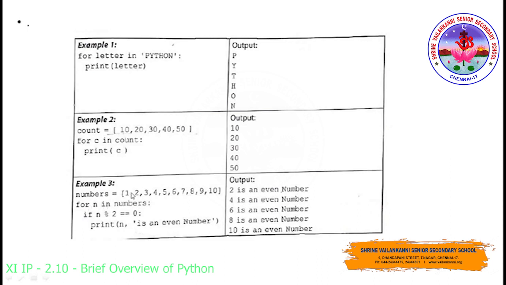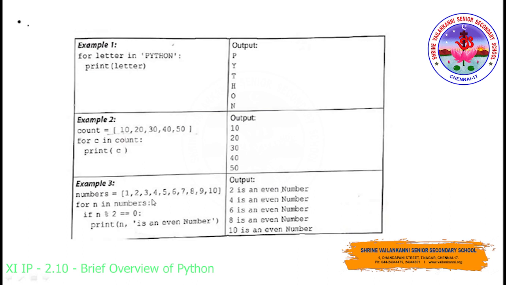So first value 1. So 1, if I'm assigning it to n, what will happen here? We are going to check the condition inside the for loop. So if n modulus 2, what will happen? 1 modulus 2. So the remainder of 1 modulus 2 will not be equal to 0. So what will happen? This print statement will not work. It will not get printed. So it will check with the second iteration.